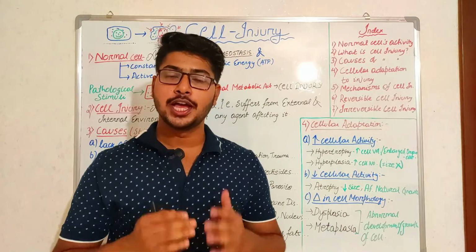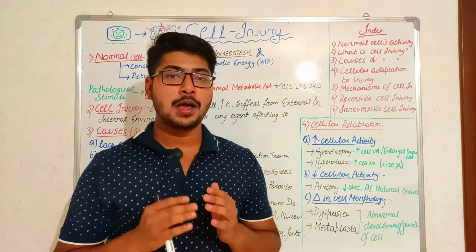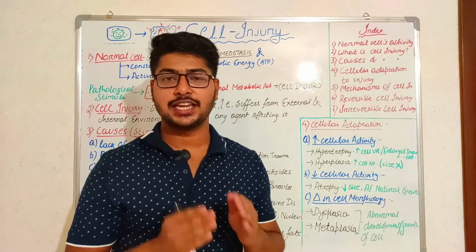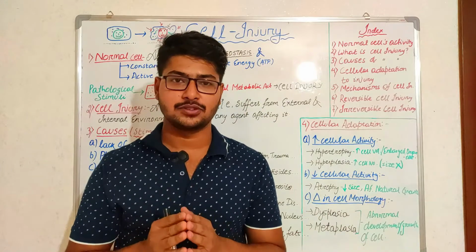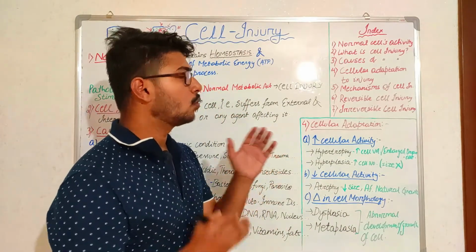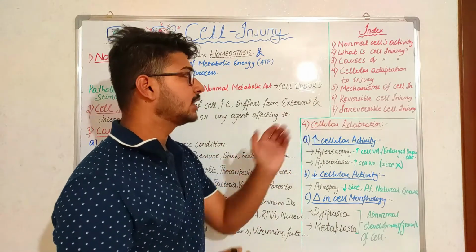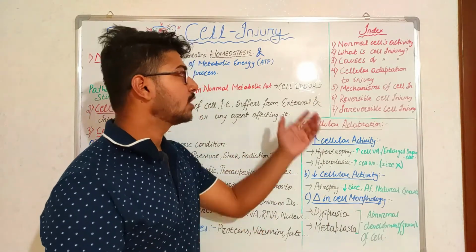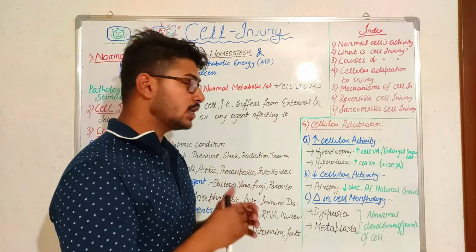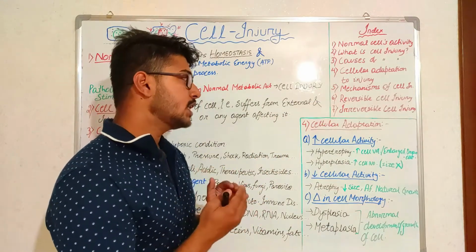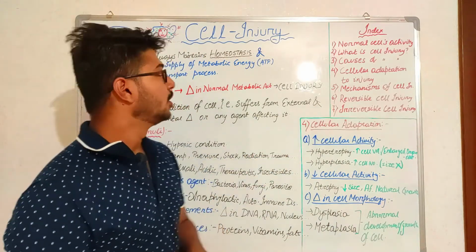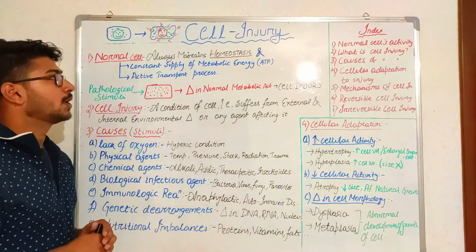Today we are going to read about topic number 2 of pathomorphology, that is cell injury and types of cell injury, like irreversible and reversible cell injury. So in today's topic, we are going to read about what normal cell activity is, then what cell injury is, then the causes of cell injury, then cellular adaptation to injury, then the mechanisms of cell injury, and lastly reversible and irreversible cell injury. So let's start today's topic.